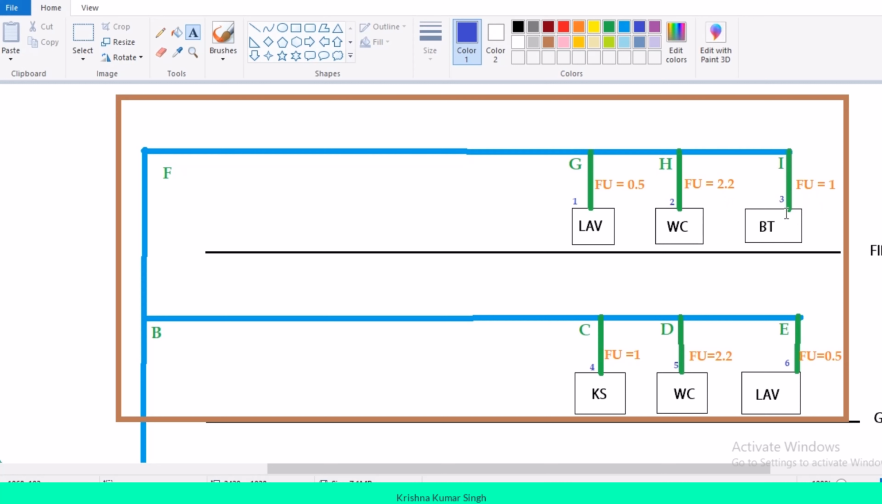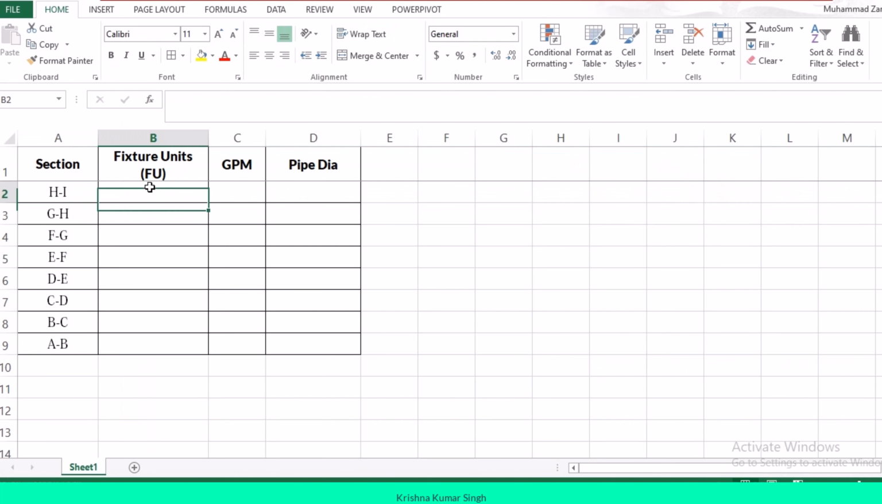First of all, you already assigned the fixture values. You have to start from the most remote fixture. The most remote fixture is this one, the bathtub. The section HI is feeding the bathtub with one fixture unit. It means HI, up to this fixture, this section of pipe has one fixture unit value, because it is feeding one fixture unit. So I will write HI has fixture unit value 1.